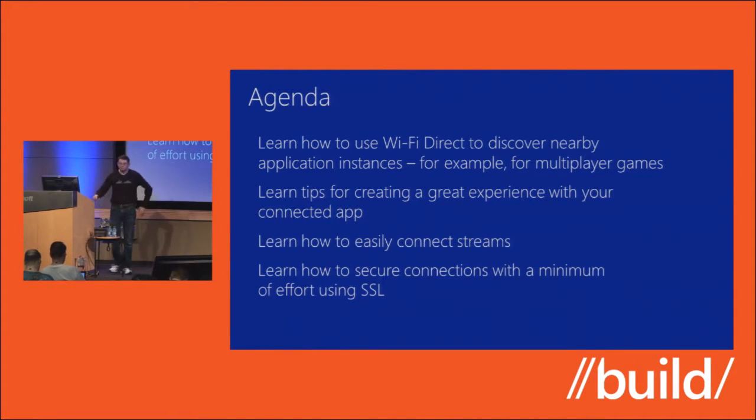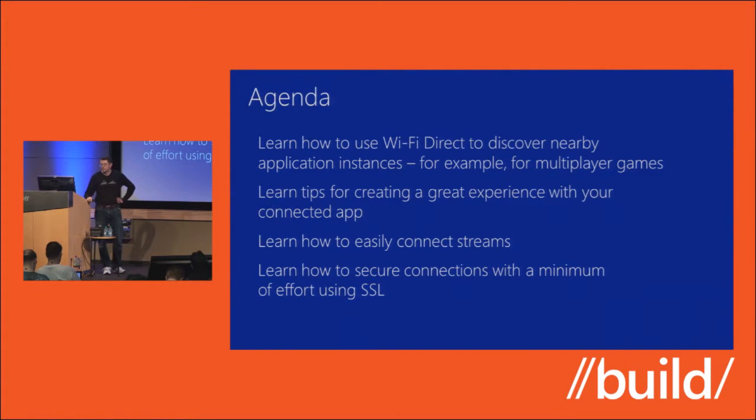So we're going to talk about primarily four things today. By the time you leave, you're going to learn how to use a technology called Wi-Fi Direct to discover nearby application instances, for example, multiplayer games. Anybody here thinking of or creating a multiplayer game? A couple gaming guys? Okay, great. We're going to talk about some tips on creating a great experience for your connected application. You're going to learn how to easily connect streams and how to secure connections with a minimum of effort using SSL and TLS. So those are the things we're going to concentrate on today.